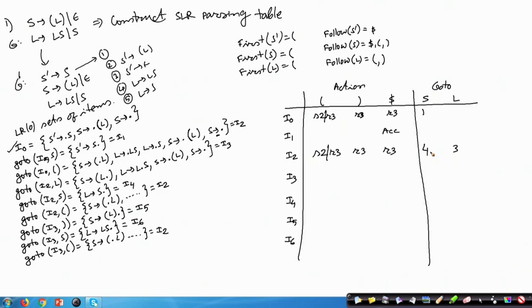Now, comes item I3. In item I3, there is a dot before the close parenthesis. So, I have to do a shift on I3 close parenthesis. So, this will do a shift, and I3 on close parenthesis is I5. So, this is shift 5.